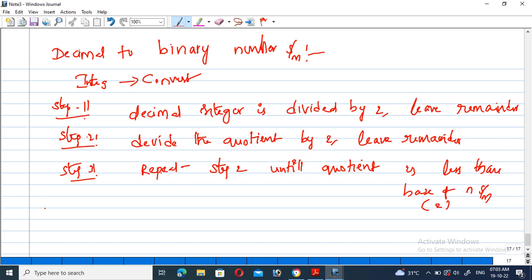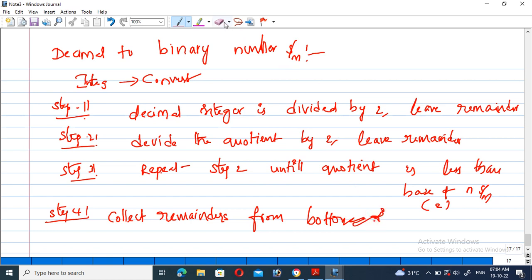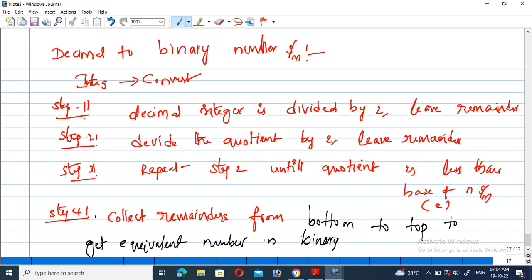And the last one, step number 4, is to collect the remainders from bottom to top to get the equivalent number in binary or any number system.